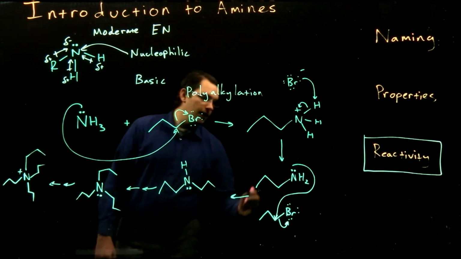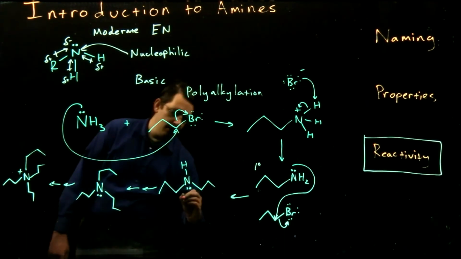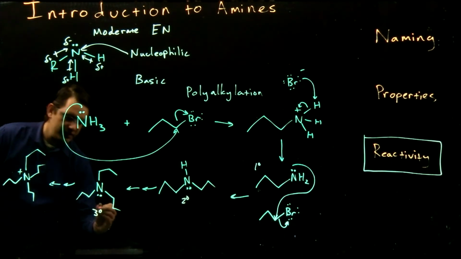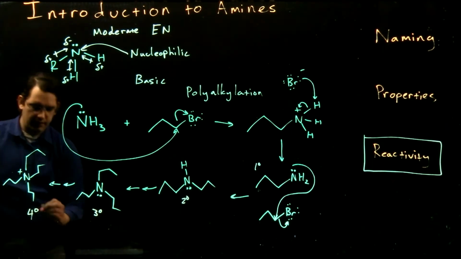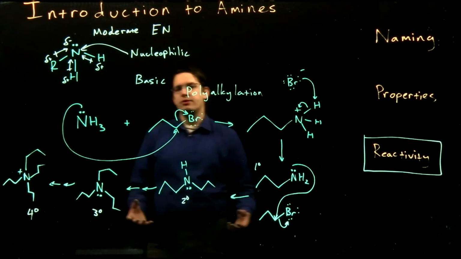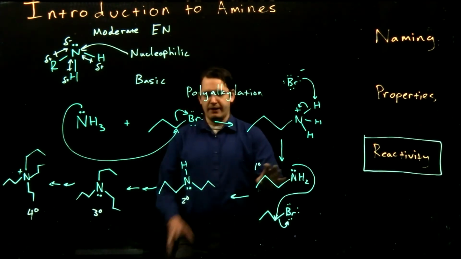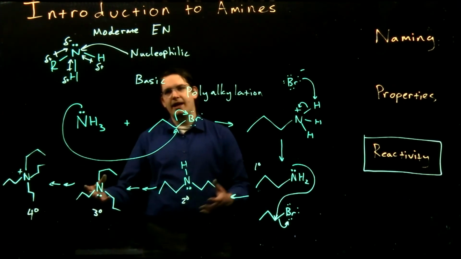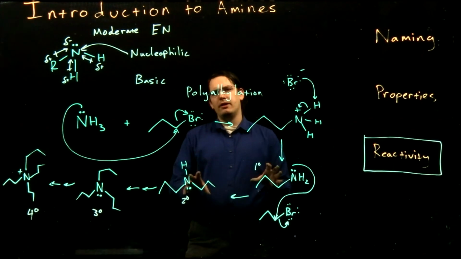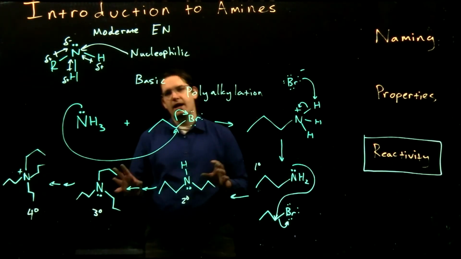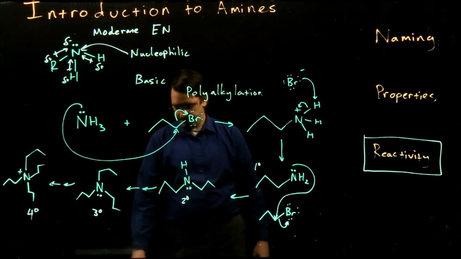Right? We'll get some of our primary product here, but then we'll get more of our secondary product, and more of our tertiary product, and some of our quaternary product as well. So it's not really a great approach if we want some specific amine product, right? Because we're always going to get a mixture. Again, when you have a mixture of molecules that are very similar, it becomes very difficult to separate them and actually get the molecule that you want.